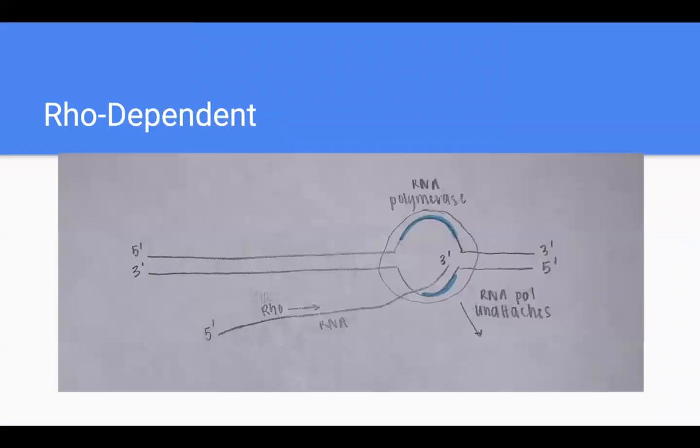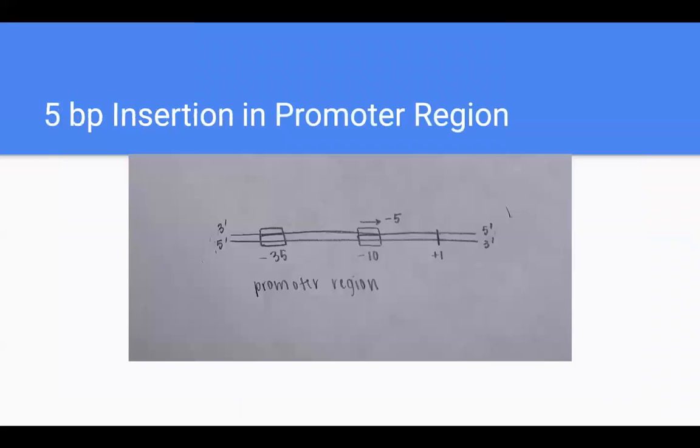Next, we have Rho dependent termination, in which the Rho protein attaches to the RNA and moves towards the 3' end and towards the RNA polymerase. Once reaching the termination site, the RNA polymerase will unattach and the DNA and RNA strands will be separated as a result of this Rho protein.